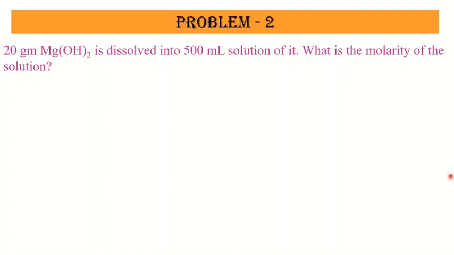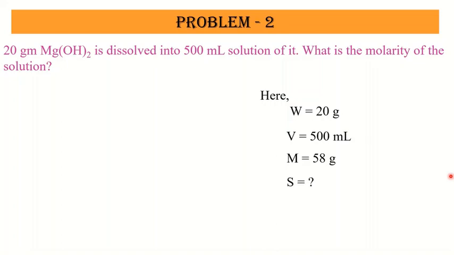Look, here the amount of solute is given, 20 gram. That means W equals 20 gram. Volume of the solution is 500 ml, V equals 500 ml. And the gram molecular mass of magnesium hydroxide, M, is 58 gram. You have to find out the molarity.